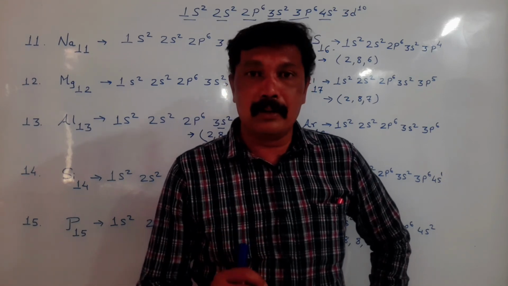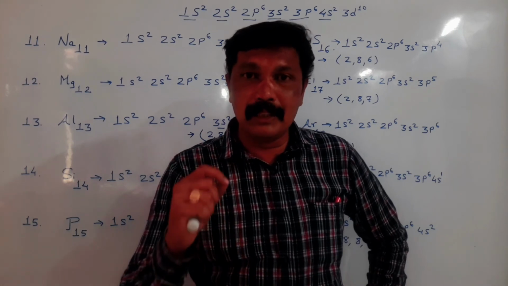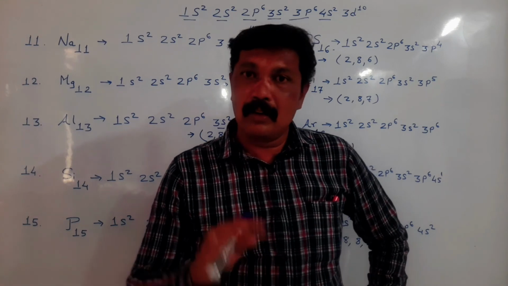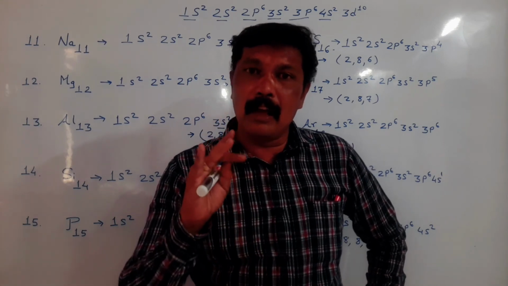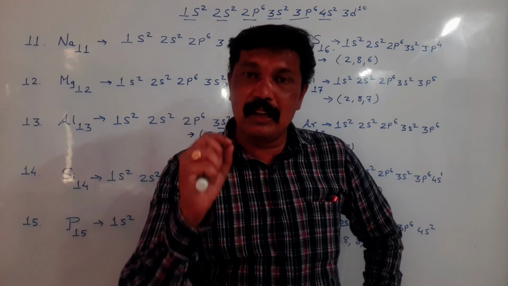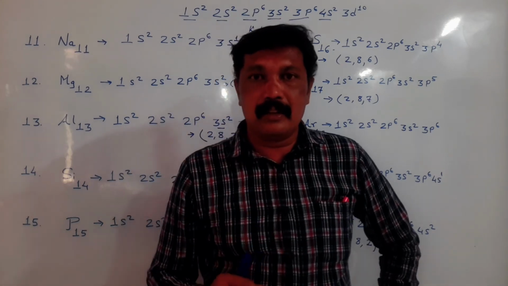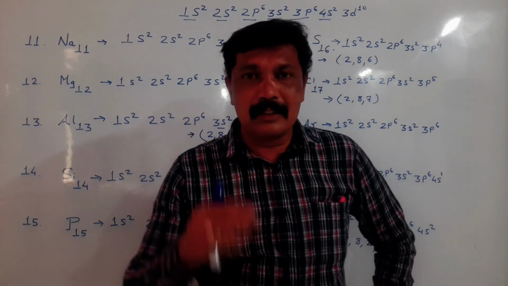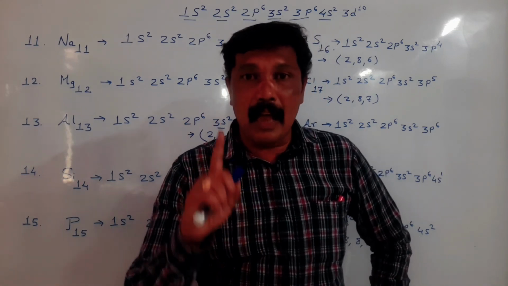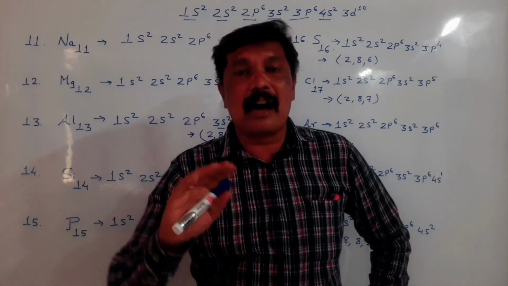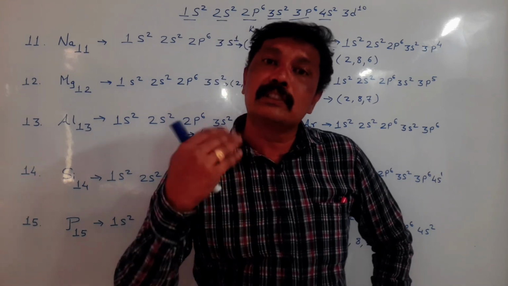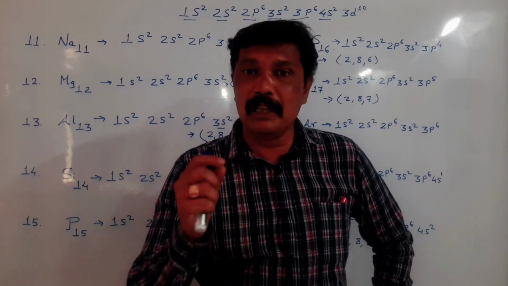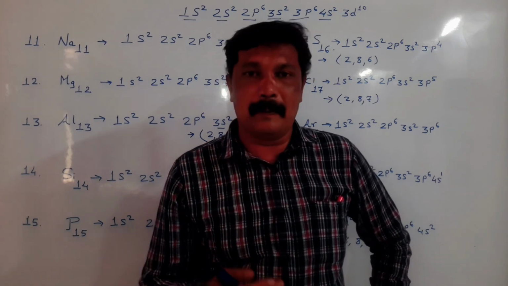At the last, my dear student, we have seen that Niels Bohr gave the electronic configuration of the element on the basis of the formula 2n square, where K, L, M, N shells were considered. But after further studies, we have learned that these K, L, M shells are further divided into subshells, and these subshells are named as SPDF subshells.